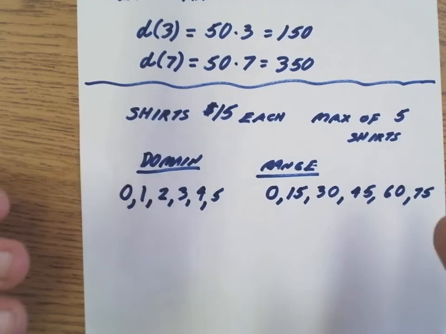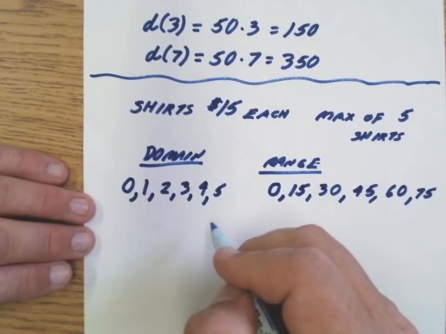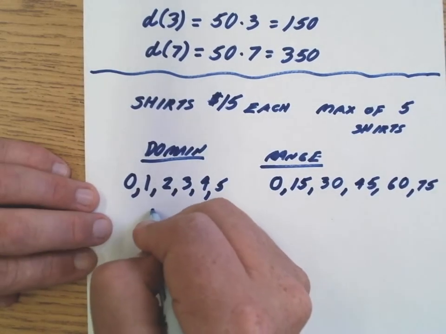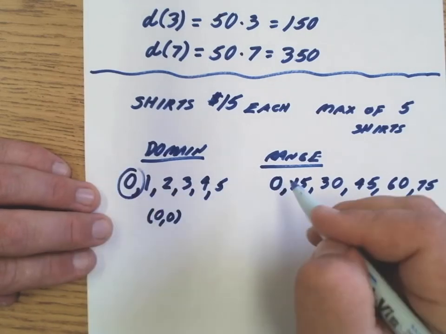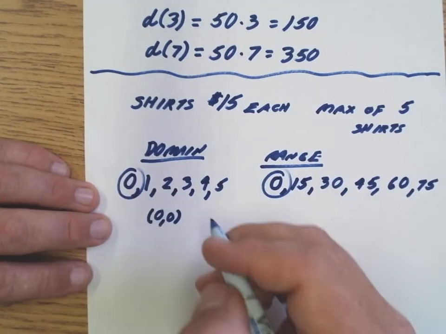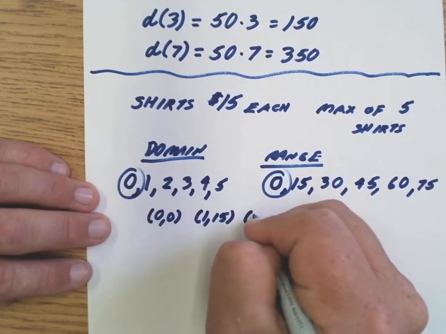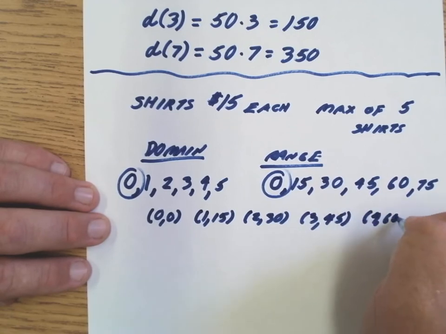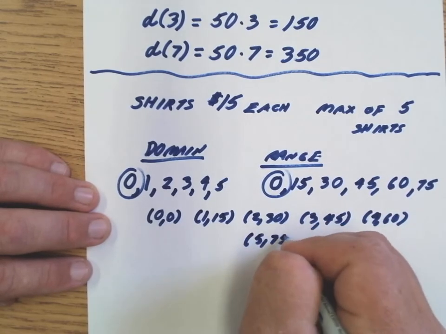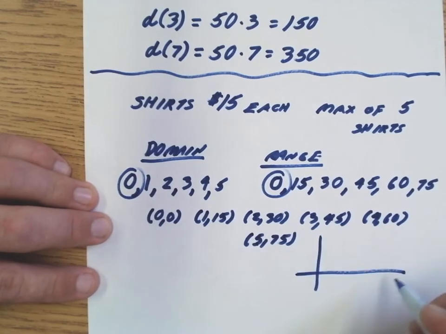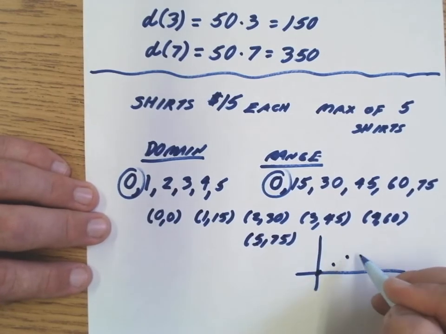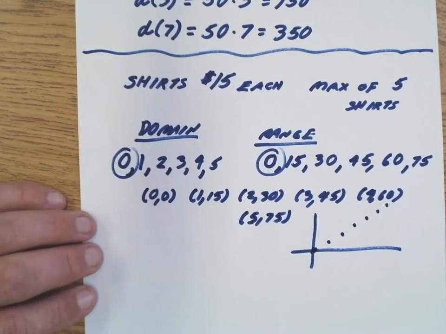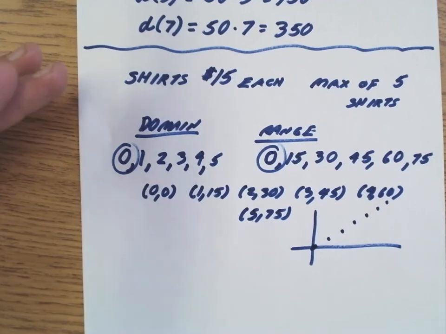If I were to graph this, remember domain is x and range is y. I have a bunch of ordered pairs. I would have 0, 0, because this 0 matches with that 0, and I just go down the line. 1, 15; 2, 30; 3, 45; 4, 60; and 5, 75. And I would have a graph with a bunch of dots like so. So that's the domain and the range.